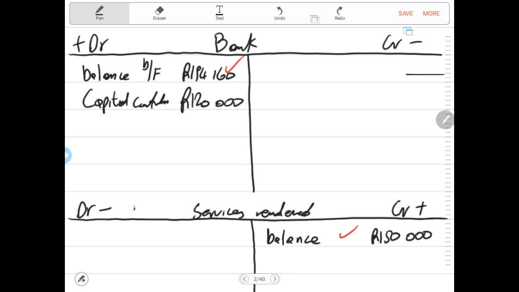Remember, we paid. So if we paid, our money must decrease by 1,540. If we paid, the bank must decrease. And bank decreases on which side? On the credit side.